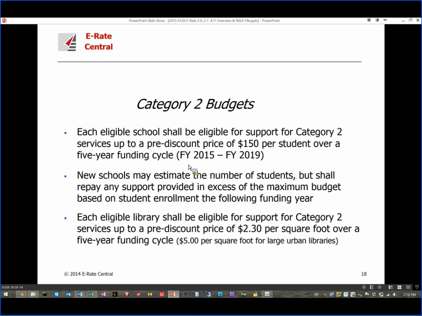There's a special provision in there for libraries to allow them to allocate their budget based on $2.30 per square foot, and based on a variety of lobbying that happened in between the 2.0 and 2.1 order for urban libraries, which have been defined as having constituents of about 250,000, they get $5 a square foot. We are still working through the clarifications on exactly how you determine that. Hopefully that will come out soon.